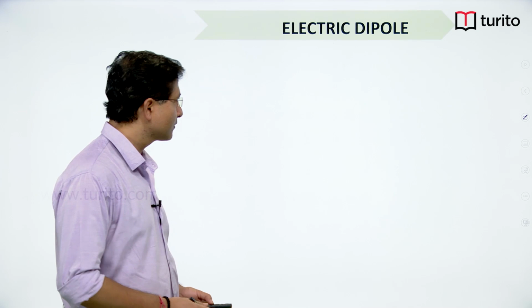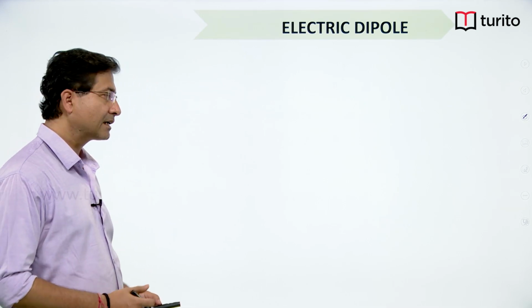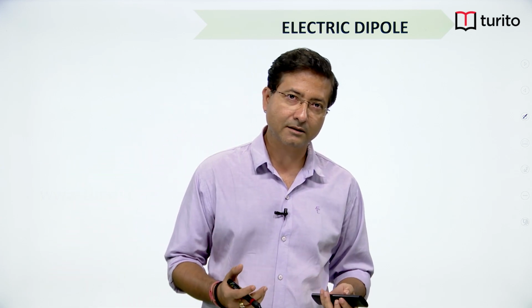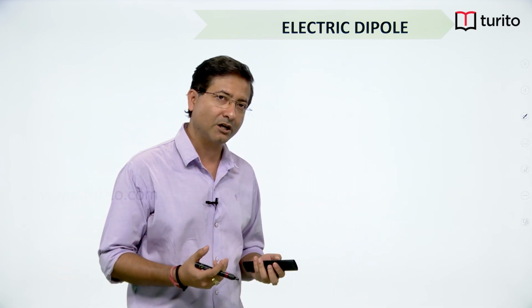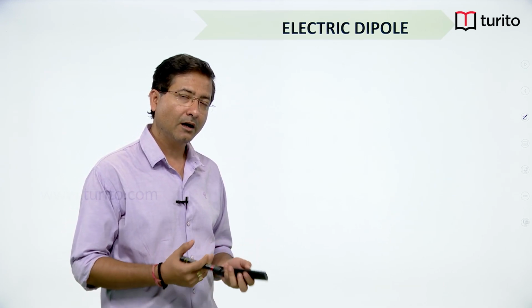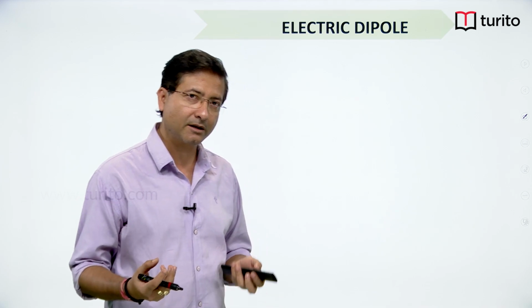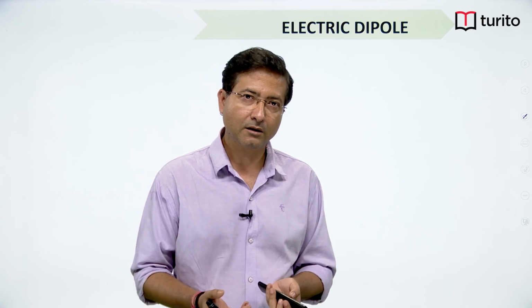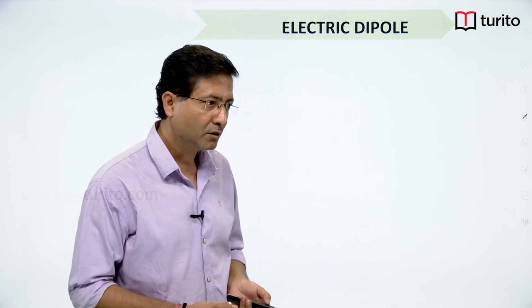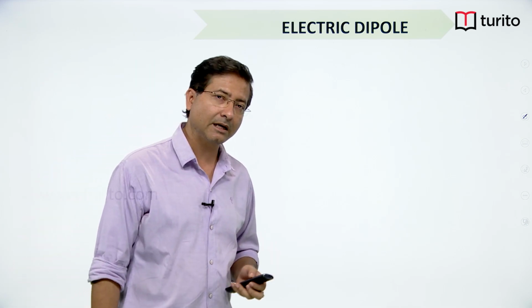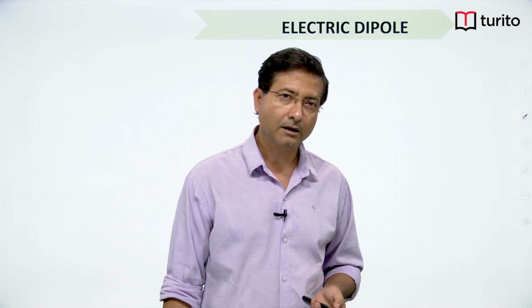So, here is the quick recap of the last class. Electric dipole, as we discussed yesterday, is made up of two charged particles of equal magnitude but opposite sign. So, one positively charged particle and another negatively charged particle. This system is called an electric dipole, right. For an electric dipole we defined a physical parameter called dipole moment.